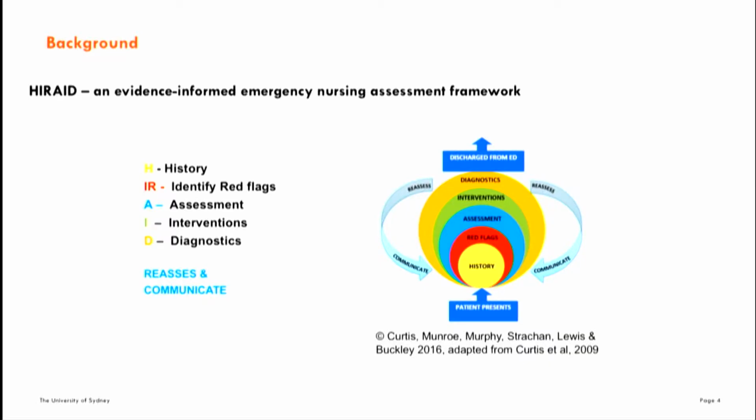So if you're not familiar, this is what it looks like. It basically depicts the assessment process from when the patient first presents to the emergency department until they're discharged. There are 7 critical components. When the patient presents, the nurse must first collect a patient history, identify red flags, which are critical indicators of urgency, perform physical assessments, interventions and diagnostics, whilst continuing to reassess and communicate. It's a cyclic process which is ongoing until the patient is gone home or gone to the ward, and we may return to any of the components at any time during the assessment process.